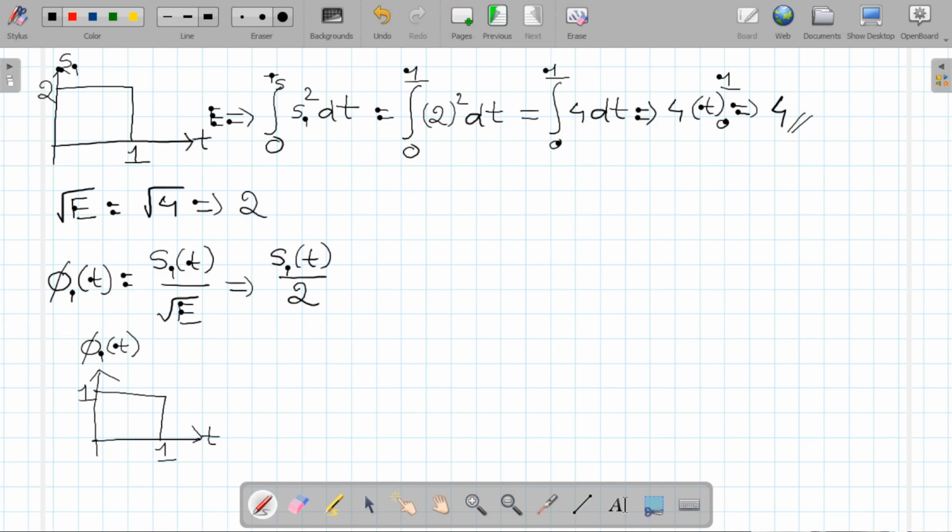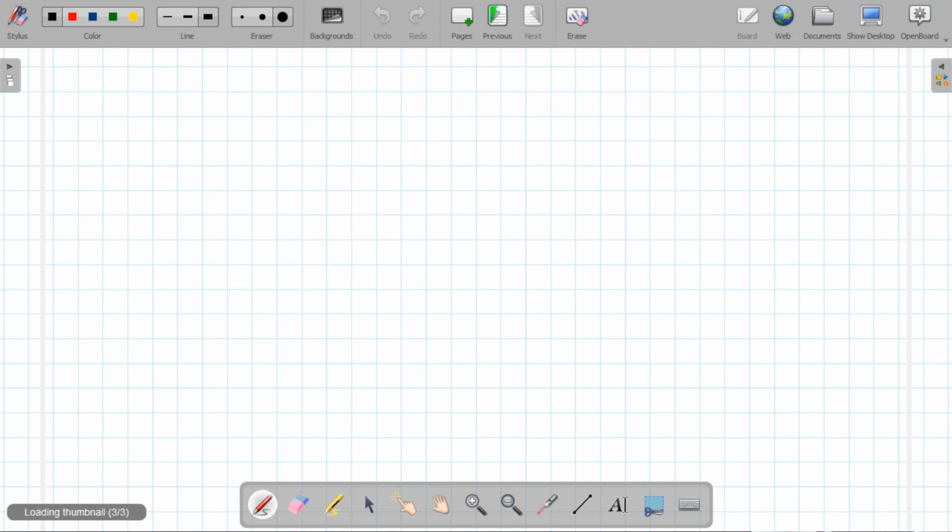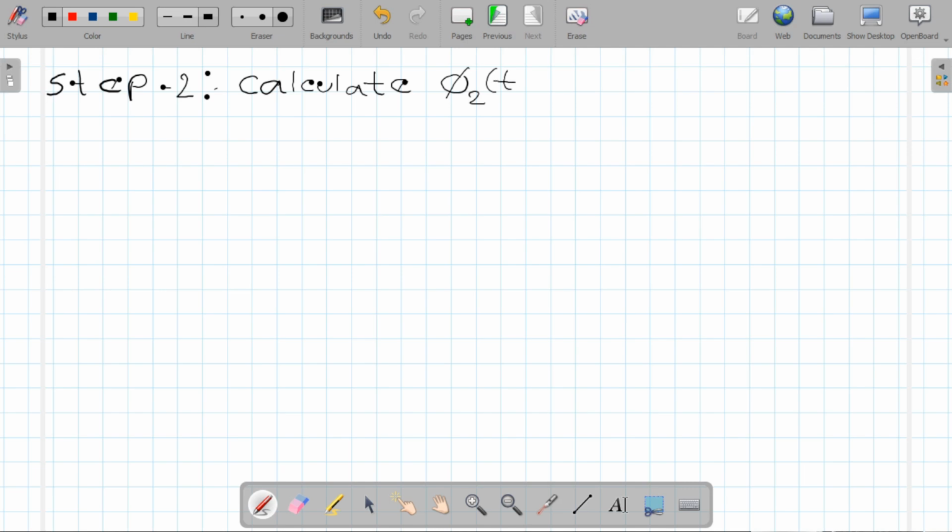Now we are going to calculate the second basis function called phi 2 of t. In step 2, we will calculate phi 2 of t. This is our process. I have already mentioned that in order to calculate phi 2 of t, we require S2 tilde of t by root energy. Here energy indicates the energy of S2 tilde of t.